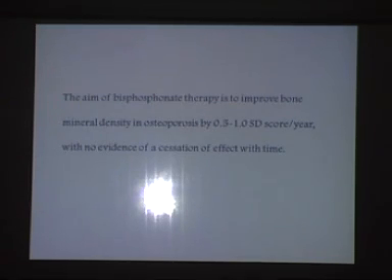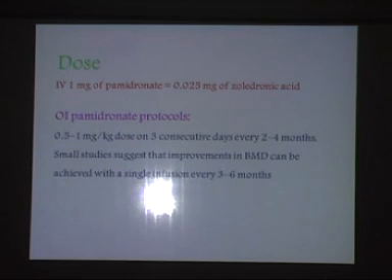The aim with bisphosphonate therapy is to increase bone mineral density by half to 1 standard deviation score per year. The doses are, 1 milligram of pamidronate is equivalent to 0.025 milligram of zoledronic acid. And in osteogenesis imperfecta, the usual protocol is to give 1 milligram per kilogram on 3 consecutive days every 2 to 4 months. However, we can use just a single injection of 1 milligram per kilogram every 3 to 6 months. That is very suitable and enough.